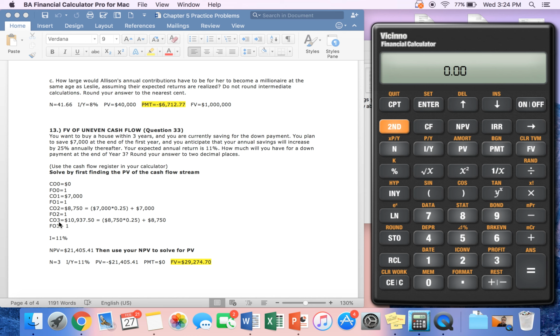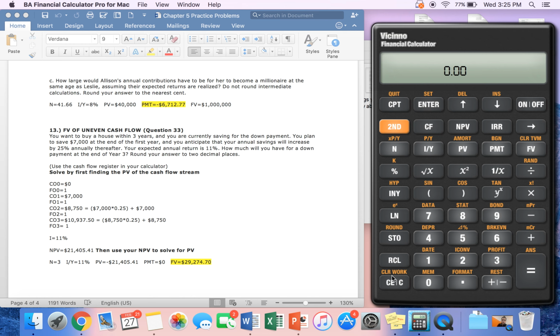And then the cash flow in year 3, we take that $8,750 figure and we grow it by that 25% again to get a cash flow of roughly $10,000 in year 3, okay? So once you get all of those cash flows grown by the correct percentage, you can then plug them into your cash flow register to solve for the present value in this question.